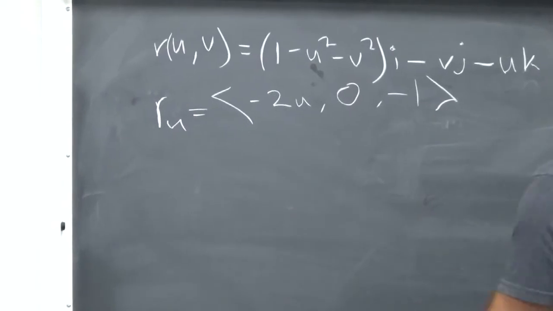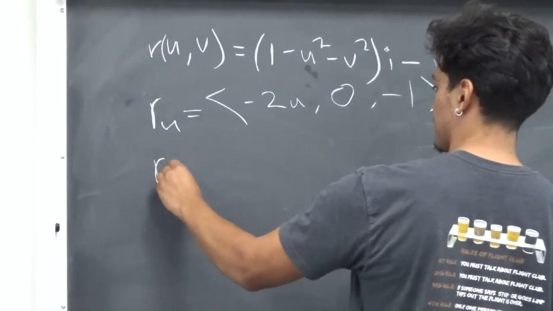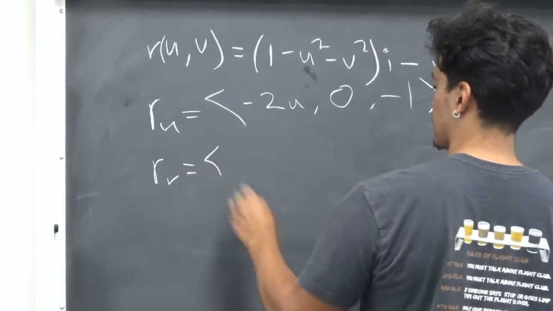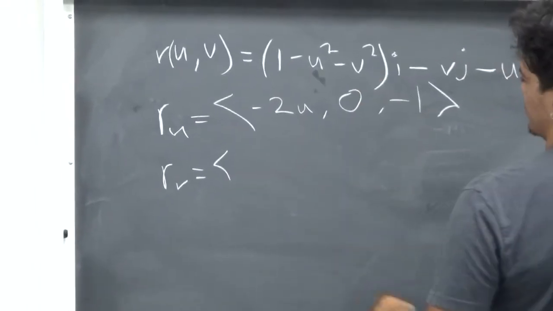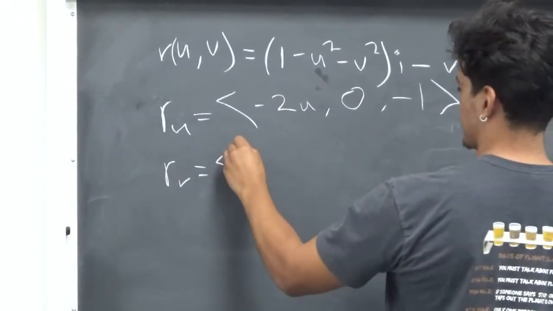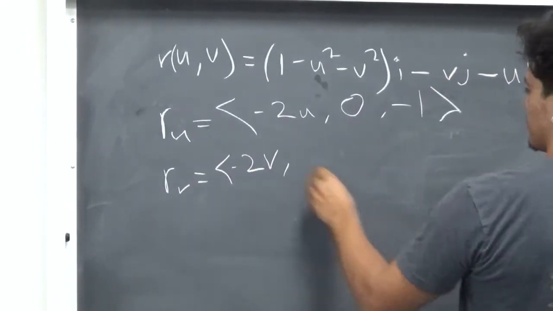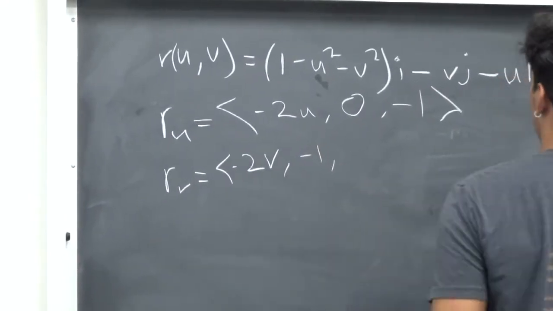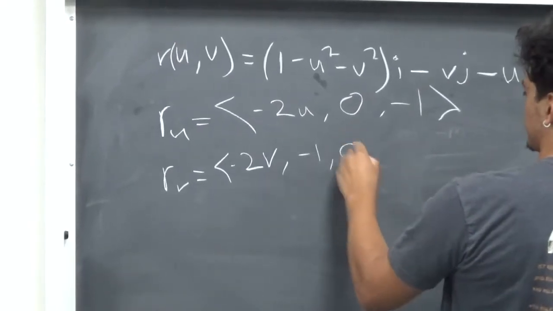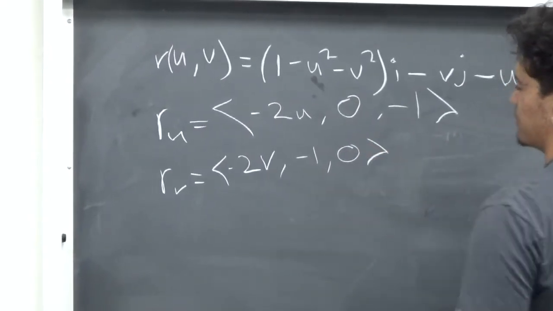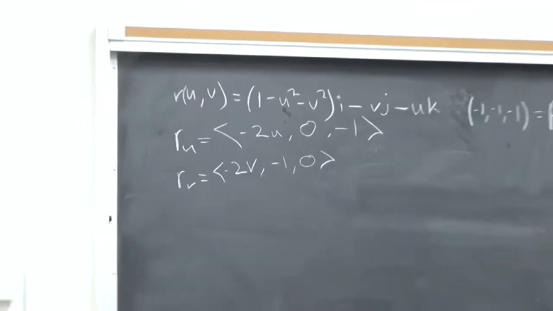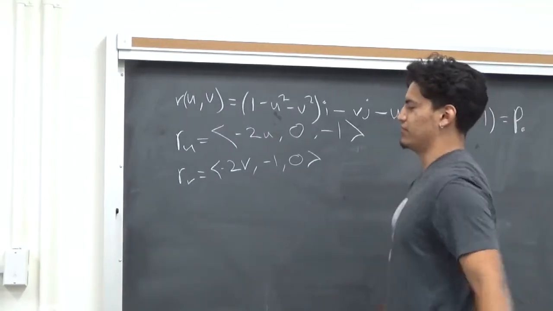And then we're going to do the same thing for v. So with our i component, it's going to be -2v. Our j component is going to be -1. Our k component is going to be 0 because there's no v in the k component. Alright, so then we're going to do the cross product of ru, rv.